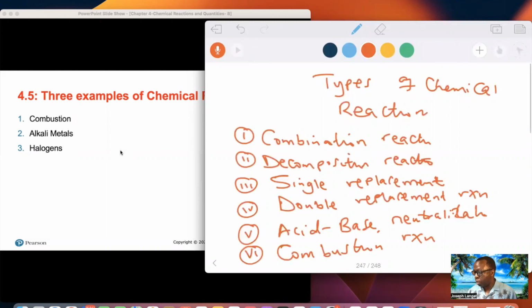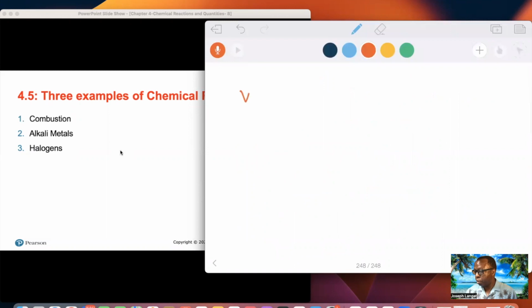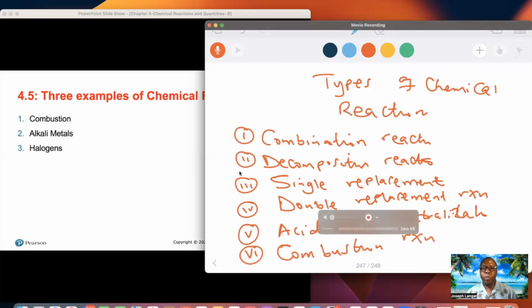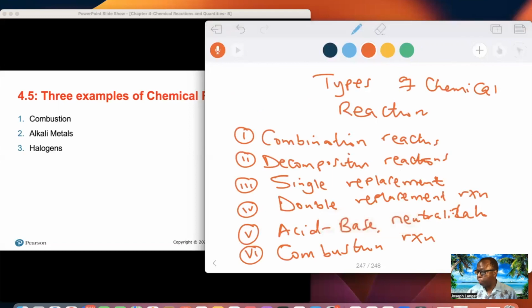What number was that? That is 6. 7, redox reaction, which we're going to talk about in the next chapter. There is a redox reaction, single replacement, double replacement, and so forth. You can make your own notes on all these types of reactions. It will help you in the future, but for now, in 4.5, there are 3 types of reaction.